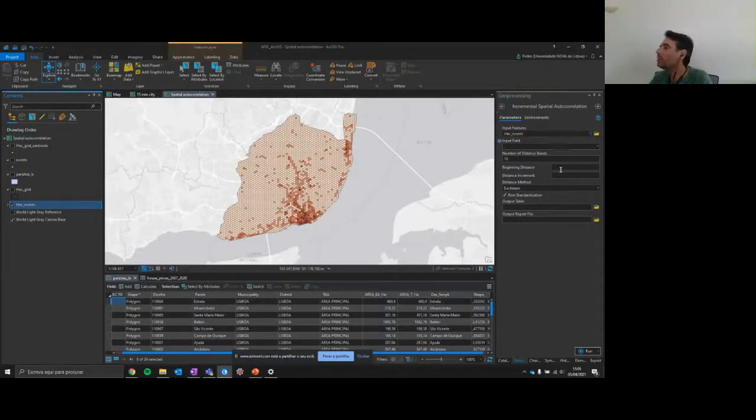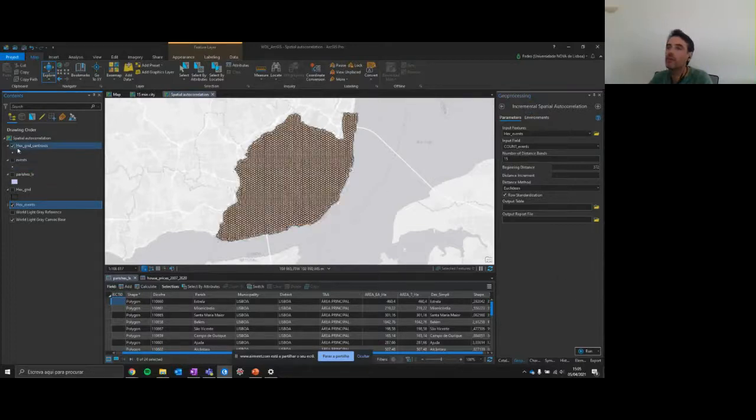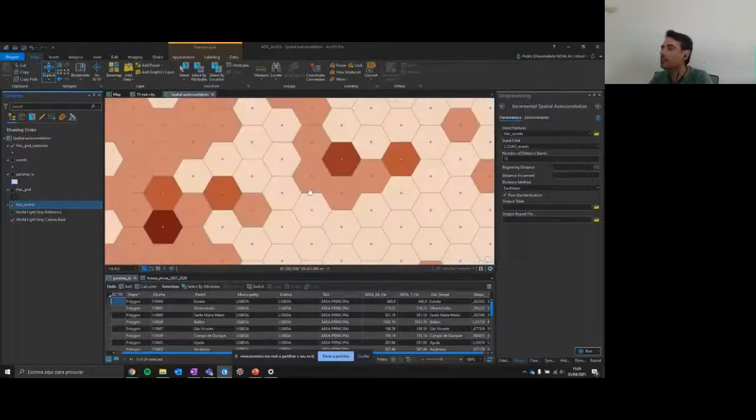So I will put here our events. Our variable is the count of events. I will choose the distance bands from 15. And my beginning distance will be 372 meters. Why? I will test this.